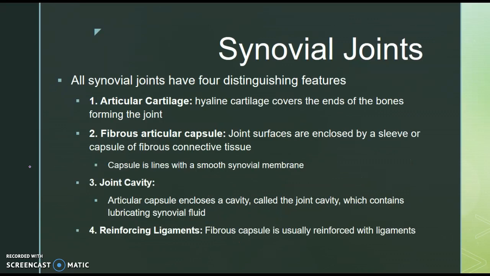So we're going to focus on synovial joints. And the first thing to understand are the four distinguishing characteristics of these joints. One, they all have articular cartilage. These are going to be on the end of bones, and these are made of hyaline cartilage. These create that frictionless surface for bones so they don't rub bone on bone together when you're moving.